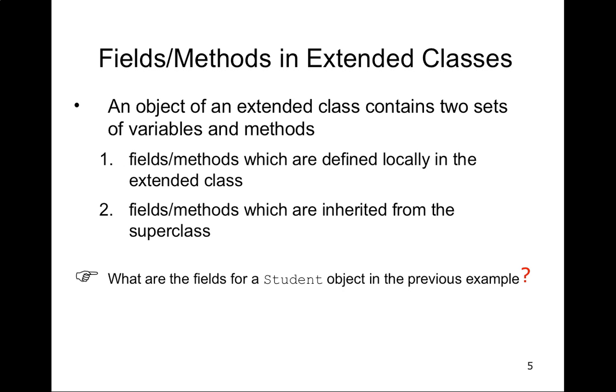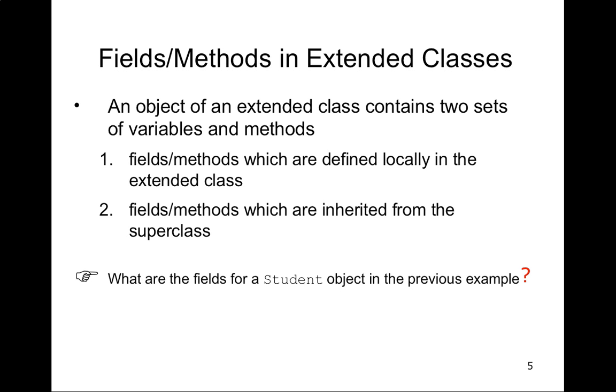So fields and methods and extended classes. An object of an extended class contains two sets of variables and methods, as we've seen so far, and this is basically the PowerPoint that's going along with what I've already shown you in the source code. Fields and methods are defined locally in the extended class. Those are those legs, teeth, name, age, and they're inherited from the superclass.